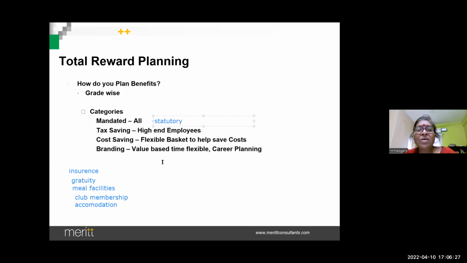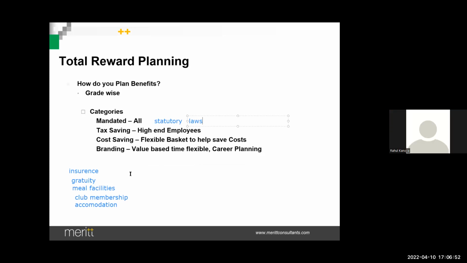Right? Will you agree? Statutory benefits, no? That means as per government regulations, you have to comply with certain statutory laws, like for example, insurance or gratuity or PF or ESIC, etc. So you don't have a way out. You just have to comply by it. Yes or no? Yes.